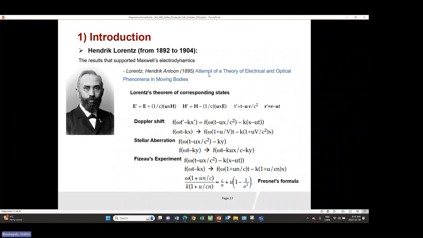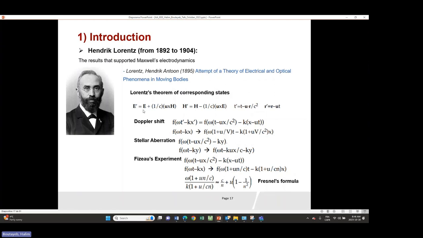So the first one here, "Attempt of a theory of electrical and optical phenomena in moving bodies." Lorentz used Voigt auxiliary variables. He didn't multiply with gamma at that time. And he actually found some formula that supported Maxwell electrodynamics. So his result was supporting Maxwell electrodynamics.